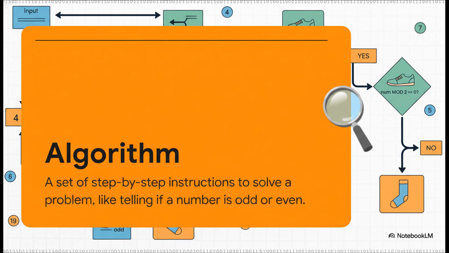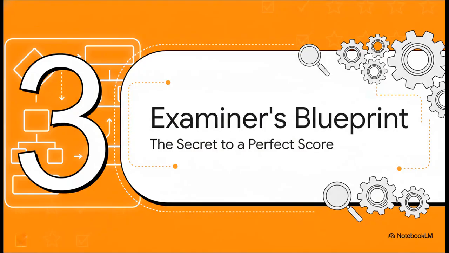The real magic happens with that num mod 2 equals 0 statement. All that's asking is, when we divide this number by 2, is there a remainder of 0? If the answer is yes, well, the number is even. If not, it's got to be odd. Simple as that.